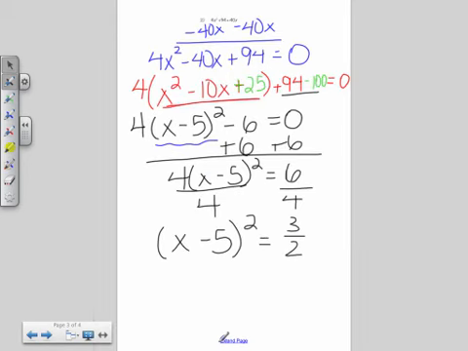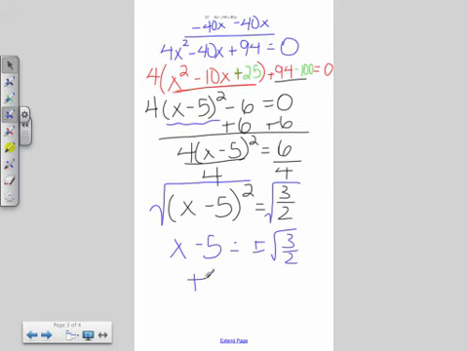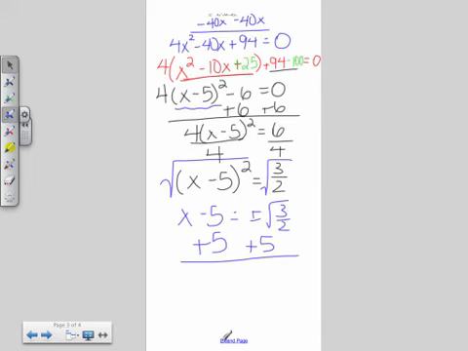Now in order to get rid of my perfect square, I need to square root both sides. So I end up getting x minus 5 equals plus or minus the square root of 3 over 2. So then I'm going to add 5 to both sides. So my final answer is going to be x equals 5 plus or minus the square root of 3 over 2.